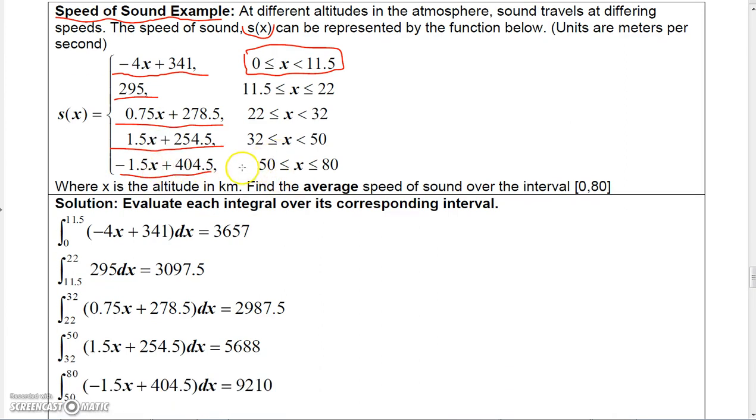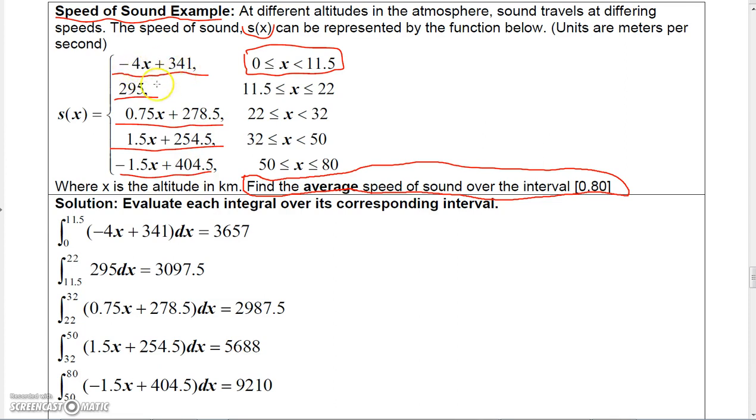What I want to do here is find the average speed of sound over the entire interval from 0 to 80. Notice that I'm going from 0 all the way to 80, but through 5 different functions. So basically I'm going to have to evaluate each integral. To find the value of the entire integral from 0 to 80, I need to evaluate each piece, kind of like I did with that absolute value function a while ago.